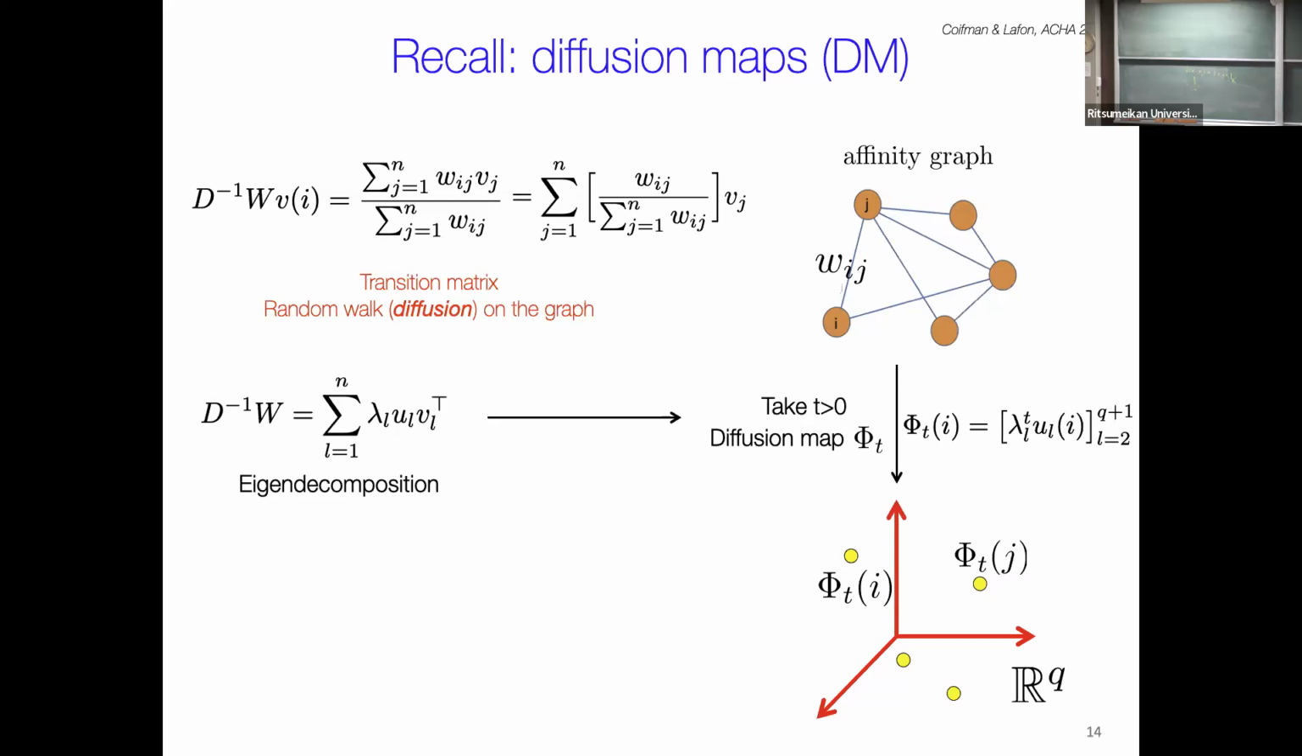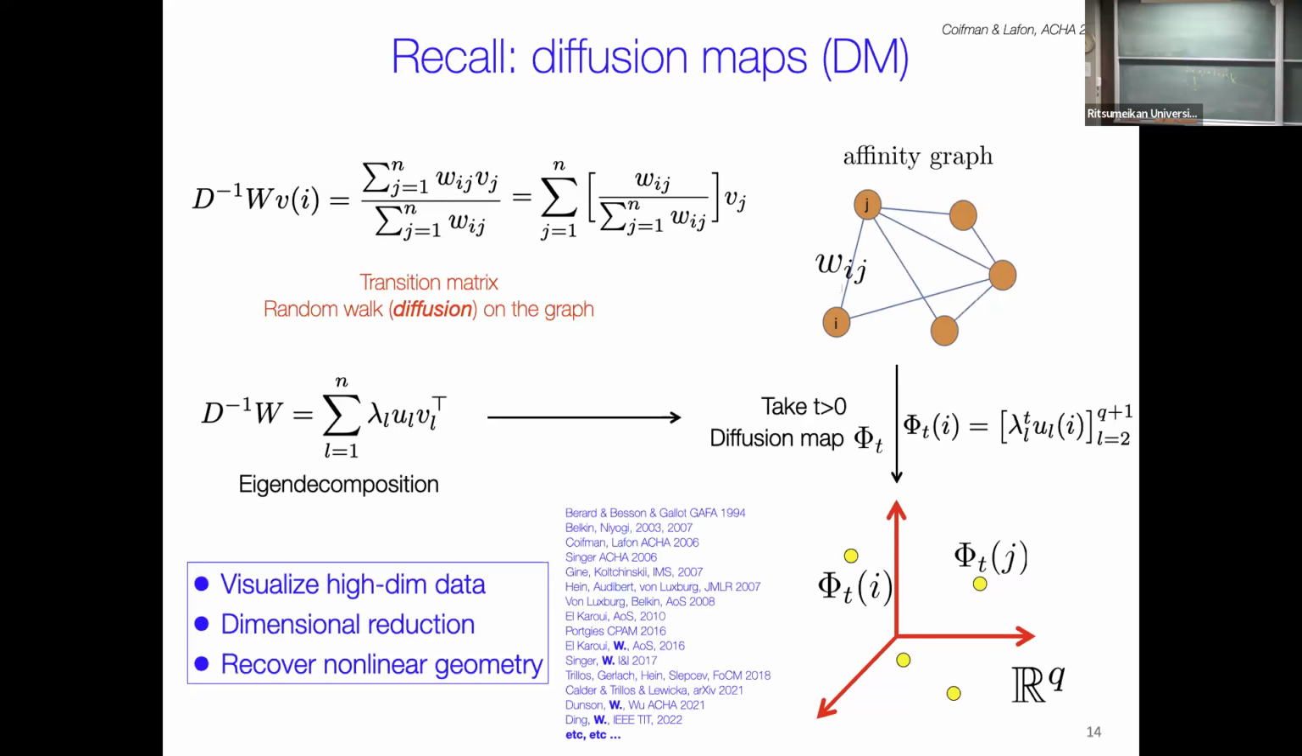Once we get the embedded points, then you can consider the difference and so on. That would be the diffusion distance, which we'll encounter in a bit. But no matter what, the whole process allows you to visualize high-dimensional data, achieve dimension reduction, or recover nonlinear geometry.